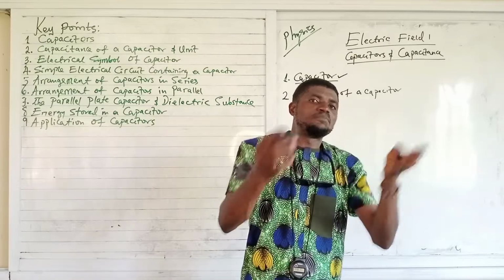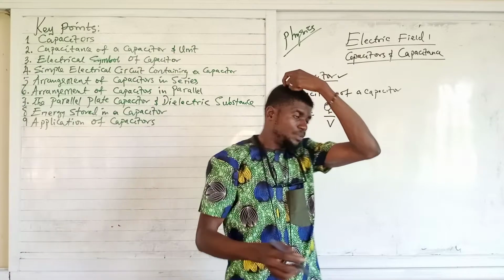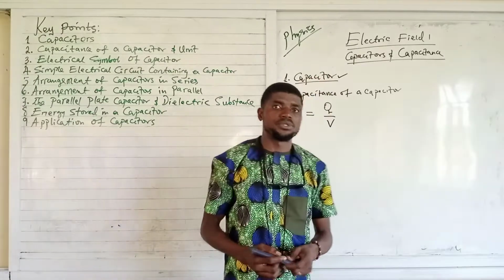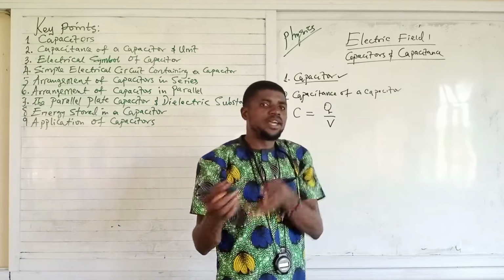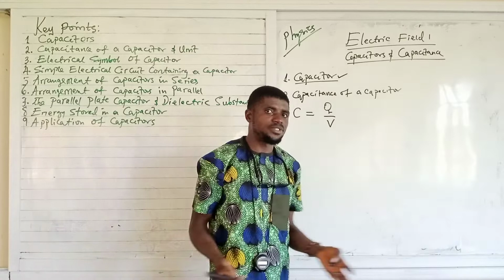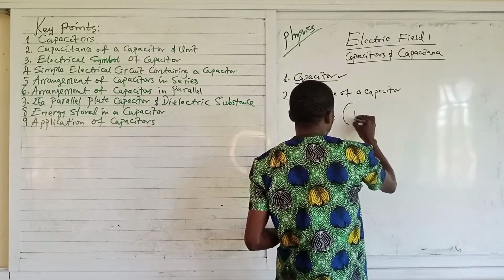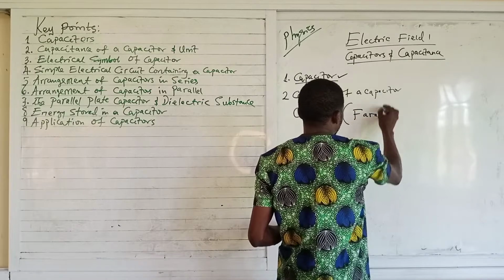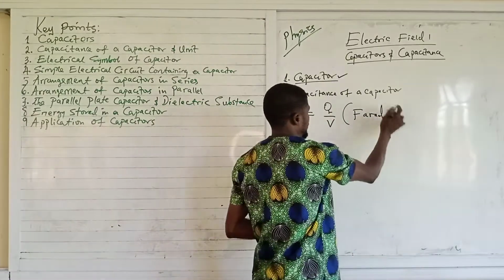Farad simply means Michael Faraday. He was the guy that discovered everything about capacitors, and so we honor him in science by naming the SI unit after him. So the unit for the capacitance of a capacitor is the farad, the short form of Faraday, Michael Faraday.